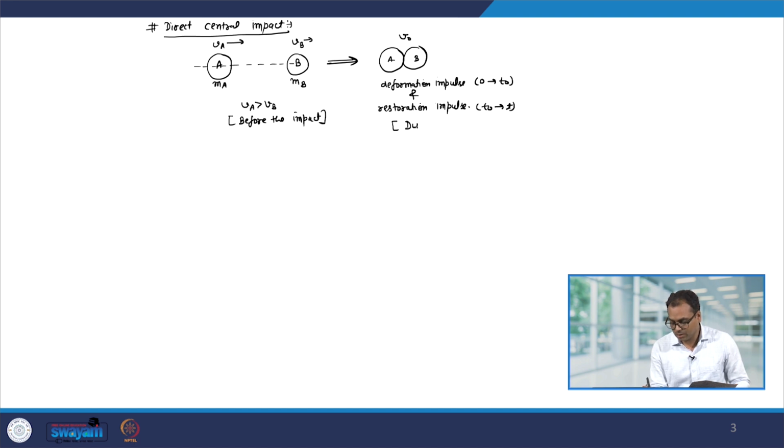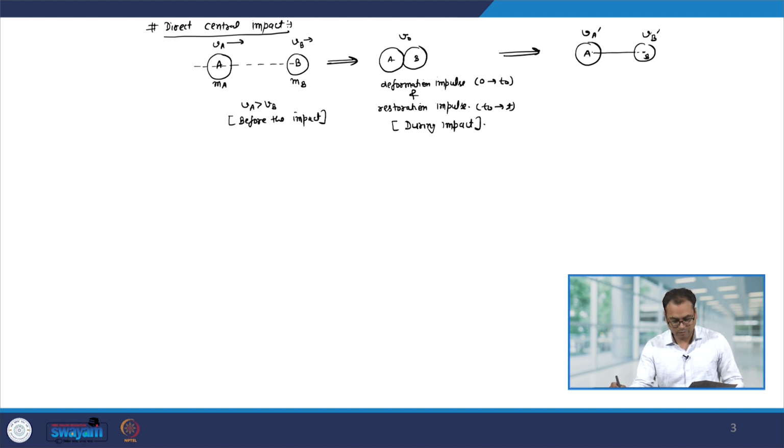So, this is during impact, and then after the impact we have particle A and particle B, they travel with a velocity v a prime and v b prime. This is the case after the impact, and we want to find out what is the velocity after the impact, that means what is v a prime and what is v b prime. So, since there are two unknowns, we need two equations to solve this problem completely.